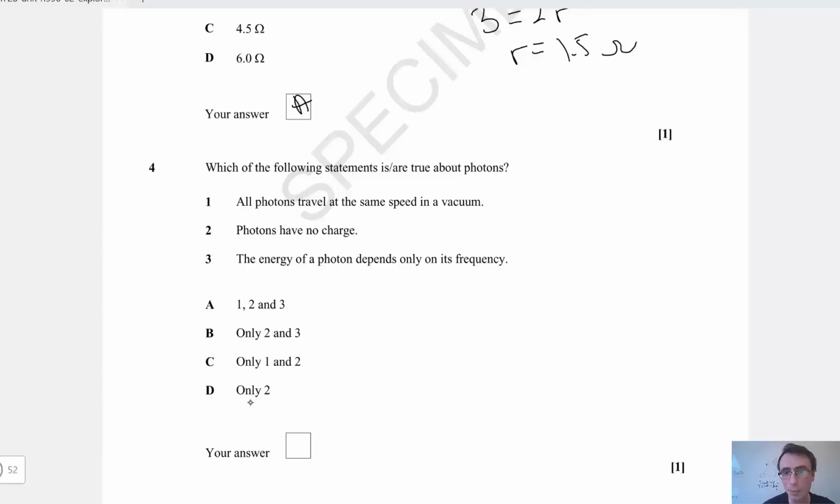Okay, next one, question 4. Which of the following statements is true about photons? So all photons travel at the same speed in a vacuum. This is correct. All photons travel at the speed of light in a vacuum. Photons have no charge. This is absolutely true. Otherwise, if it did have charge, things would get charged up as light was falling onto them. Anyways, different story. The energy of a photon depends only on its frequency. Well, this one here is also true. The energy of a photon is equal to hf, where h is just a constant rather than a variable. So 1, 2, and 3 are correct.